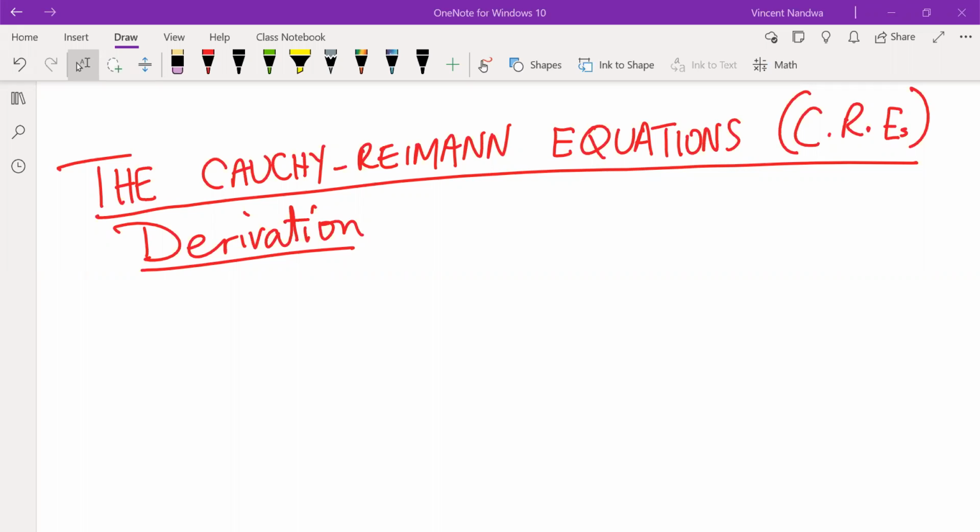In this lesson, we discuss the derivation of the Cauchy-Riemann equations, also called the CREs. So this is how we derive the CREs.